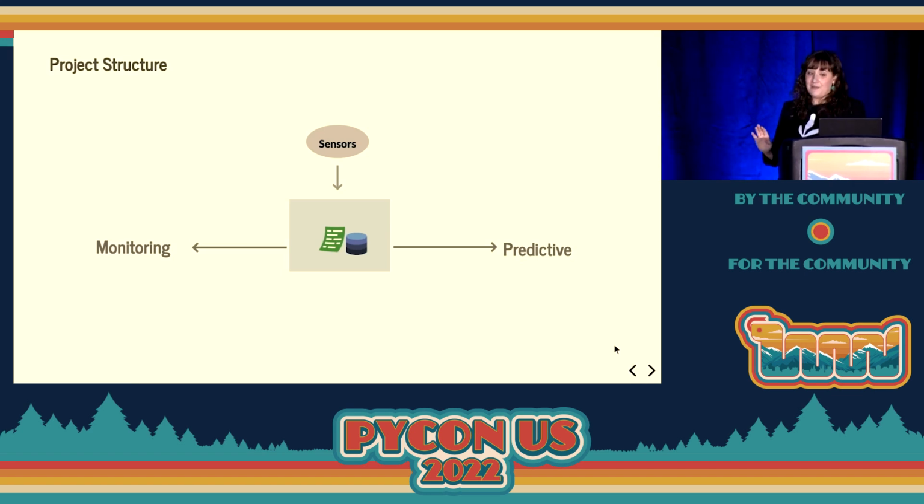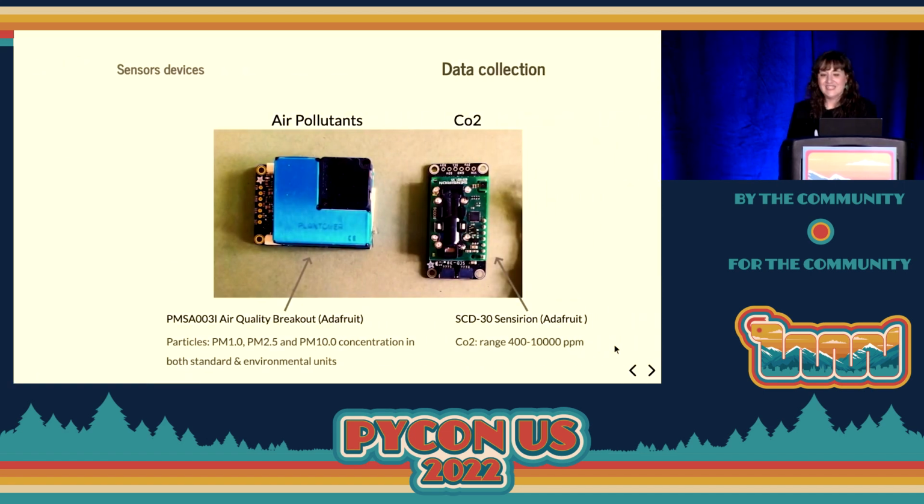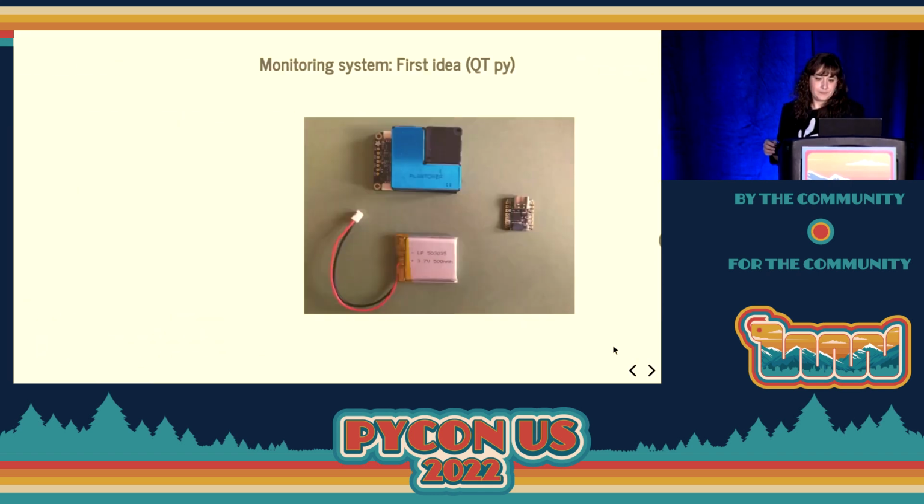Let's start step by step, because you are going to see that it's a bit complex. Let's start with the data collection. I used two different sensors. One is for particles, the blue one, that is the PMSA, and then we have the SCD, that is for the CO2. I wanted to have as much data as possible, because as I mentioned before, those factors are always working together.